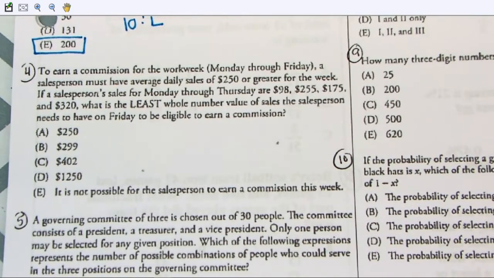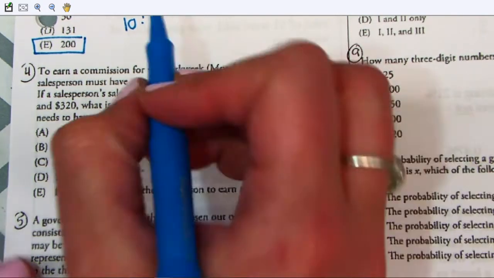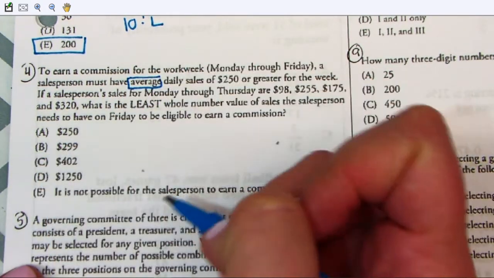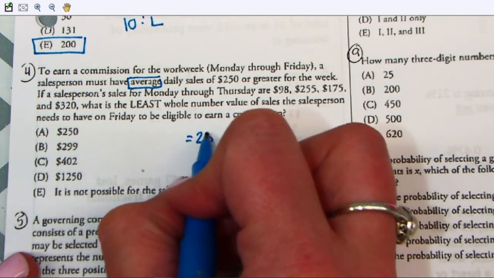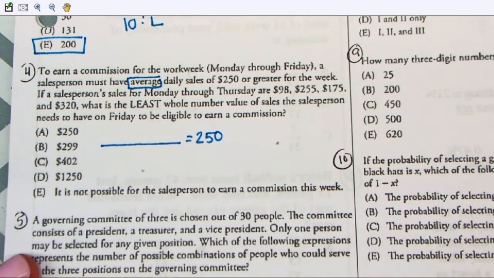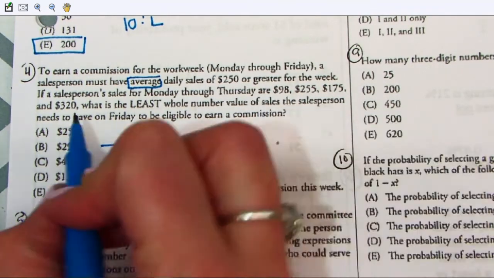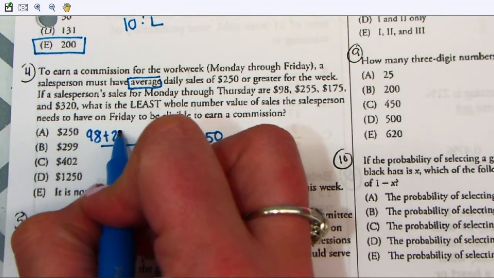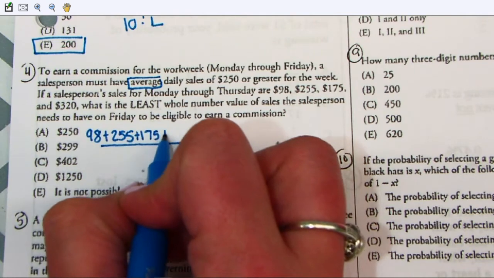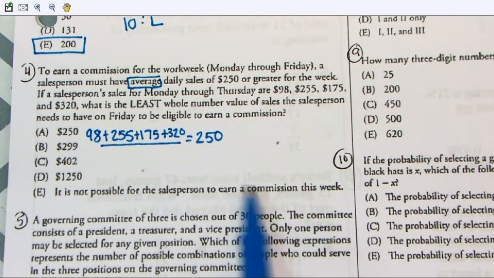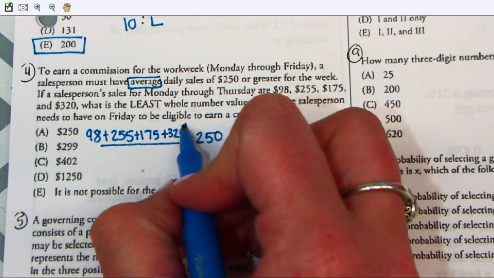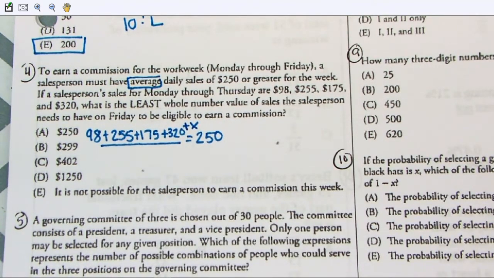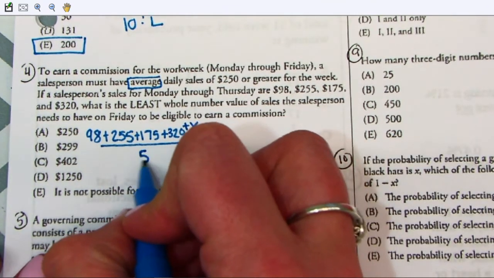Number 4, to earn a commission for a work week, Monday through Friday, a salesperson has to average $250 for a daily average. So here's a key, average. So remember how to find averages. He has to make at least $250 or more a day. On Monday through Thursday, he made $98 plus $255 plus $175 plus $320. We want to know how much he has to make on his final day. So I'm going to put an X up here. It's kind of like those problems where we did quiz averages and things like that. Same idea. So 5 work days, so 5 goes on the bottom.